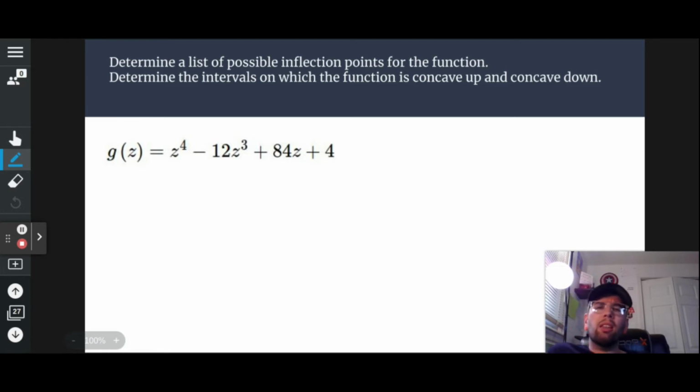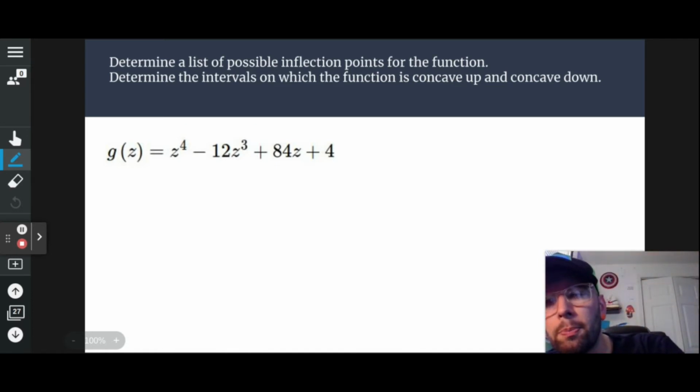Although, after taking the second derivative, I should bump it down to a quadratic. So maybe not so barf. I don't know. We'll see. Same exact directions.